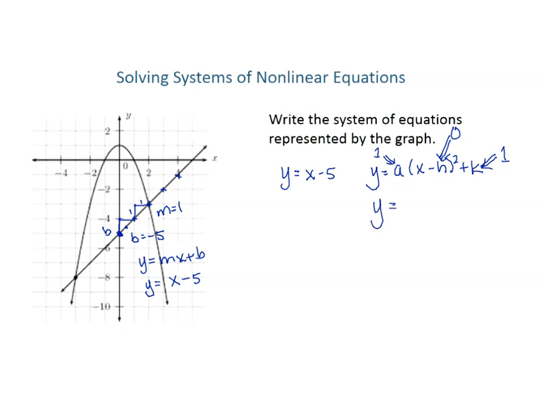So to make my equation, I don't have to write 1. I can just leave that part out because it's implied. Instead of writing x minus 0, I'm just going to write x squared and then plus 1. So there's my system.